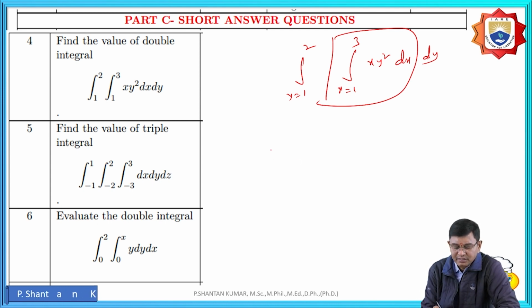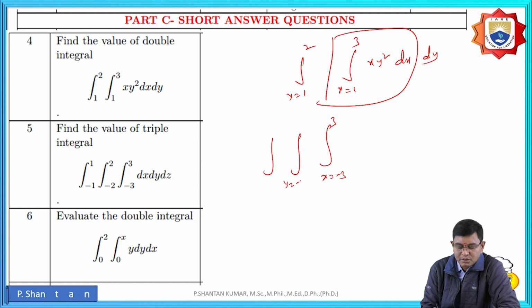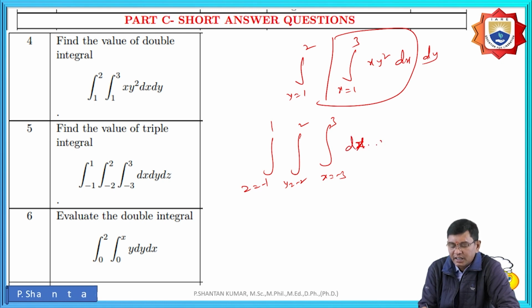Find the triple integration. The limits are x is equal to minus 3 to 2, y is equal to minus 2 to 2, and z is equal to minus 1 to 1. It is x integration first, that is dx, and again dy, and again dz, is the condition.